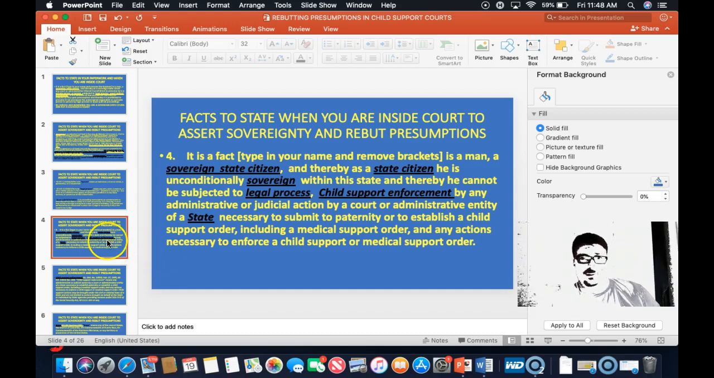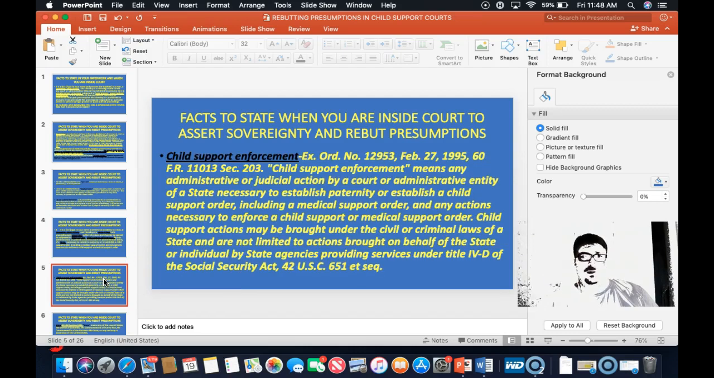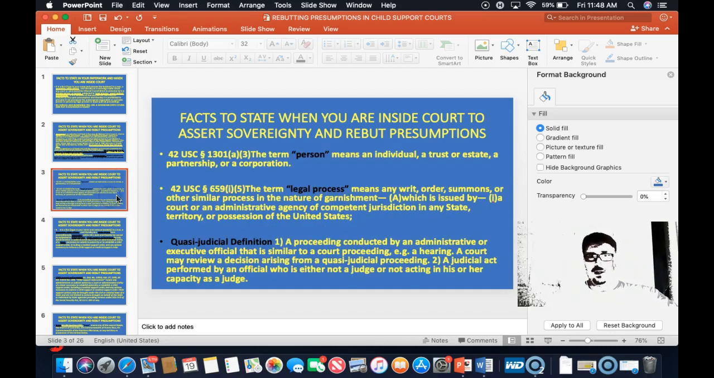All right, we went over this. Child support enforcement means any administrative or judicial action by a court or administrative entity of a state necessary to establish paternity or establish a child support order. Okay, but the only people who fall under this jurisdiction are federal employees. So you know who a federal employee is? A person considered a United States citizen is considered a federal employee.